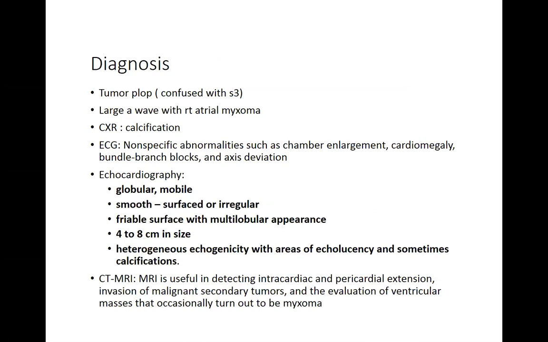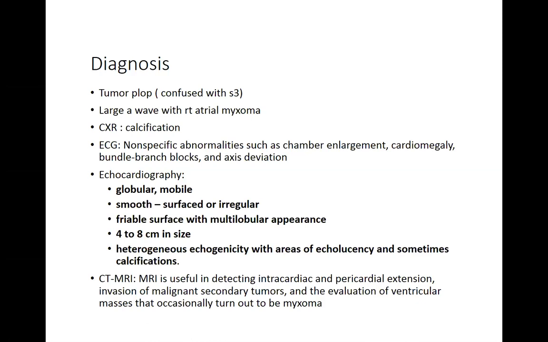Diagnosis can be done with, as we said, echocardiography, the gold standard. As we described, it's globular, mobile, with a smooth or irregular, friable surface and multilobular appearance, 4 to 8 centimeters in size, heterogeneous. The most important thing is heterogeneous echogenicity with areas of occlusion and sometimes calcifications. When you listen to the heart, you could hear what you call the tumor plop, sometimes confused with an S3. If the patient has a right atrial myxoma, you can have cannon A waves or large A waves because of obstruction of the tricuspid valve.